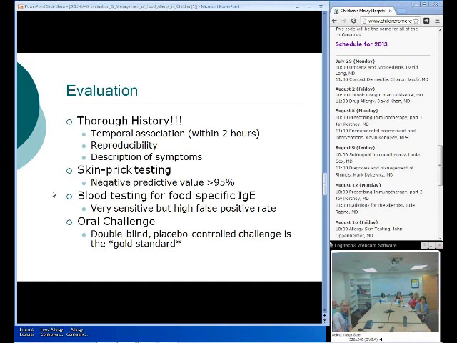And then really the gold standard is a double-blind placebo-controlled challenge in terms of confirming a positive food allergy. And again, that kind of goes with history. If they're going to have clinical symptoms and react to an allergen, then you would see that on an oral challenge.